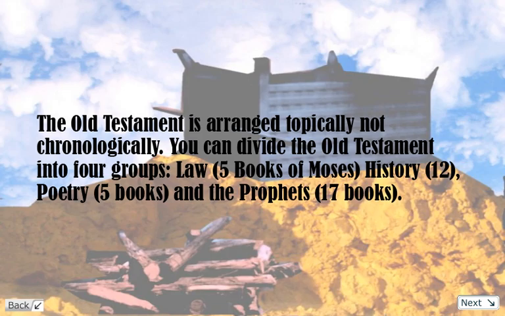The Old Testament is arranged topically, not chronologically. When I first read through the Bible, I thought it was all a story, a continuous story chronologically. But it isn't. It's arranged topically. You can divide the Old Testament into 4 groups. The Law, the 5 books of Moses, also called the Torah. History, 12 books. Poetry, 5 books. And the prophets or prophecies, 17 books.